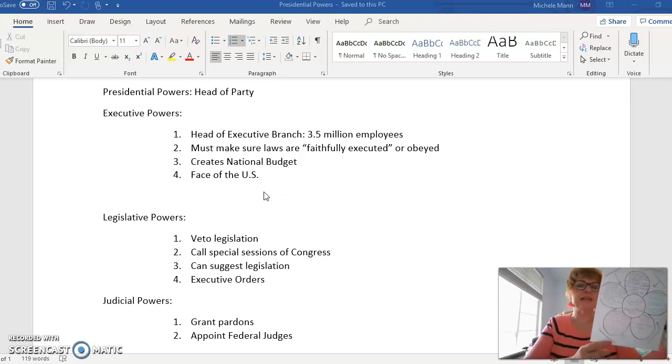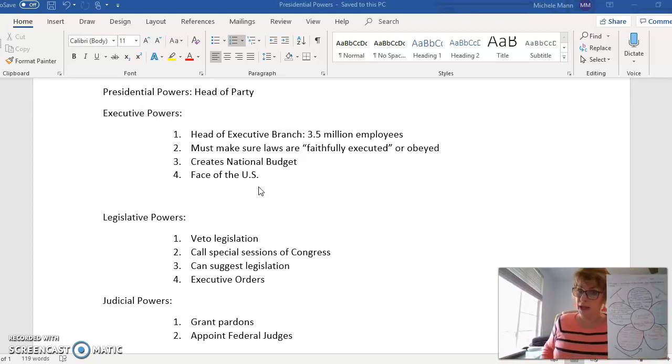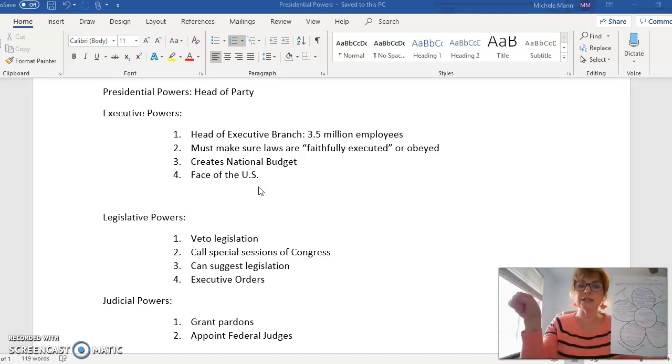He can veto legislation. We've talked about that before. He can slam that paper with a stamp that says veto in big red letters. Or he can do a pocket veto, which means he just puts it in his pocket and pretends like it's not there. In 10 days, if he does that, it will become law anyway, unless those last 10 days are at the very end of that legislative session. Then that bill dies and does not become a law.